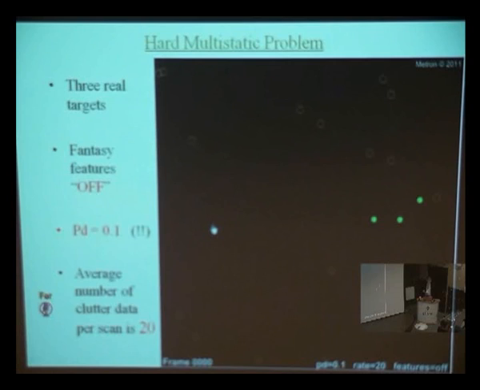So here's now a hard problem. We've got 3 targets. The features are off. PD is 0.1, so 1 in every 10 chances that you see him. And I doubled the number of clutter to 20 per scan, and you will see this is going to be awful.